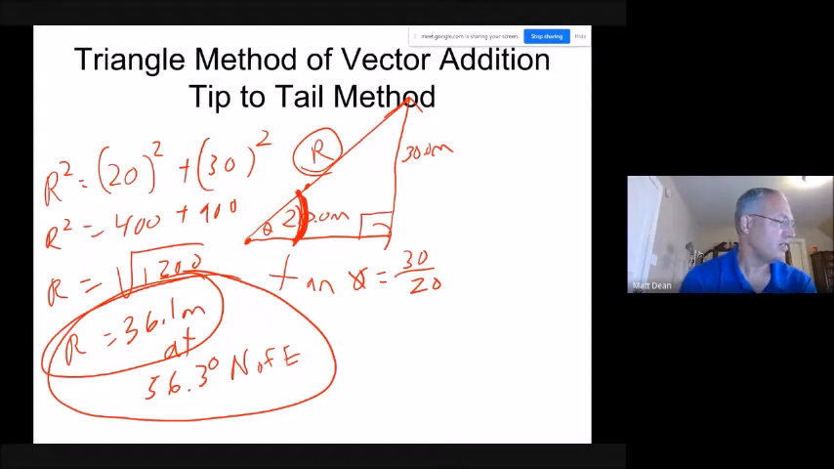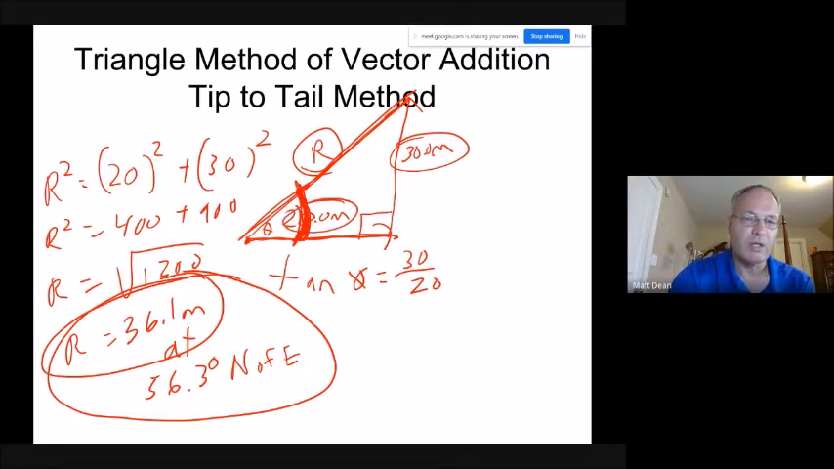All right, so I see in the chat, how did I get the angle? I wanted to find the angle between my resultant, this line, and the horizontal, this line. So I tried to find this angle. I called that angle theta, and I knew the side opposite of that angle, 30, and the side adjacent to that angle, 20.